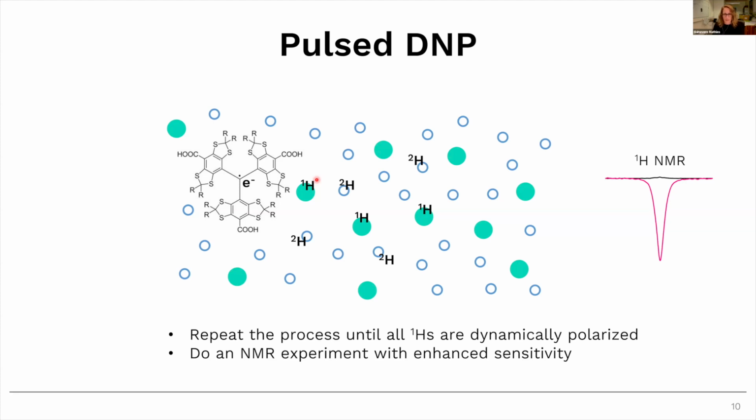Now, typically, to build up dynamic nuclear polarization of all the proton spins, of the bulk proton spins, we have to repeat this process thousands of times until they're all dynamically polarized. And then we do one NMR experiment. And if we've done everything correctly, we will see that the sensitivity of our NMR experiment, in this case, a proton NMR experiment, is strongly enhanced.